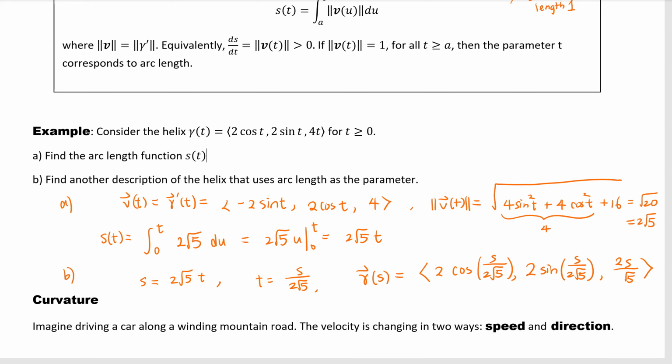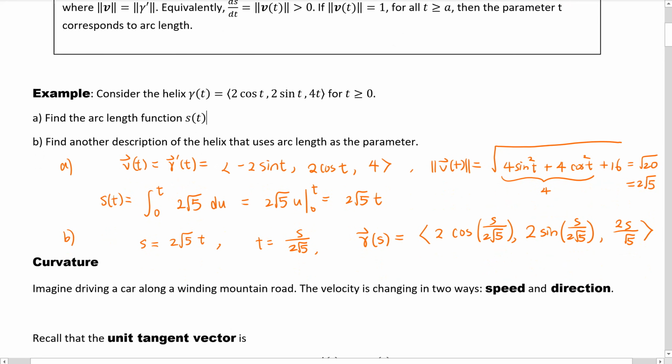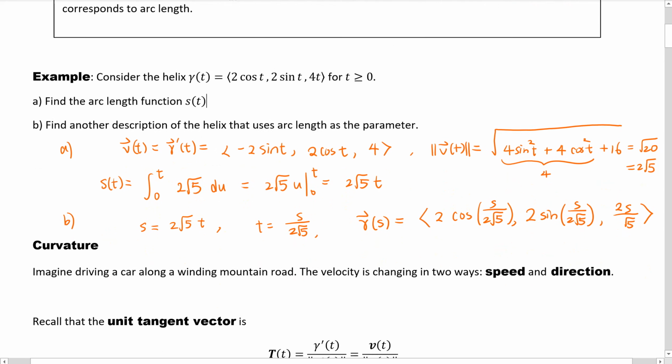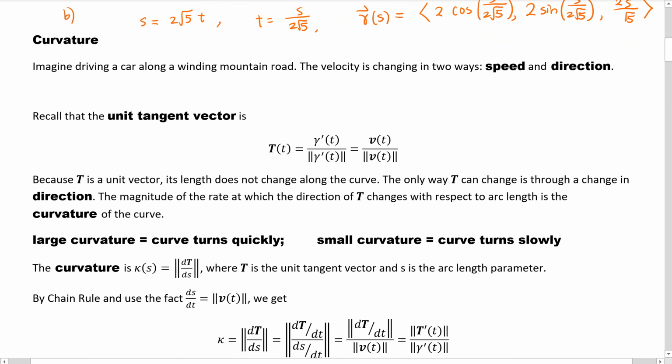So far, so good? So this is how, given any parameter, we can always convert it to the arc-length parameter, if we're able to integrate the speed function. But sometimes if the speed function is quite complicated, then we might not be able to integrate and get a nice formula. But in general, this is a method. Okay, next topic, curvature.